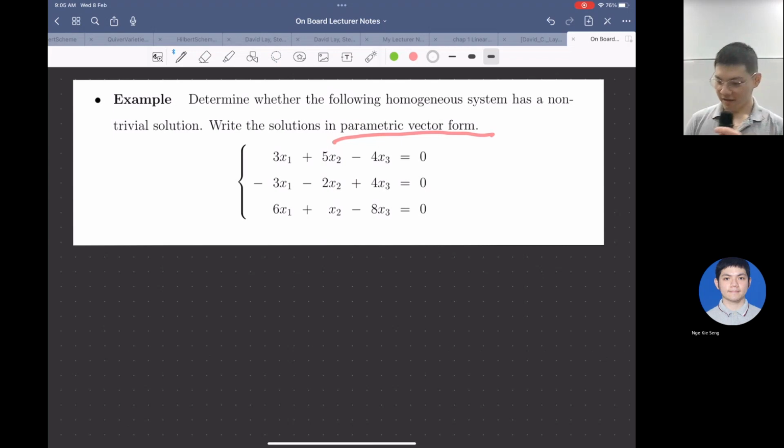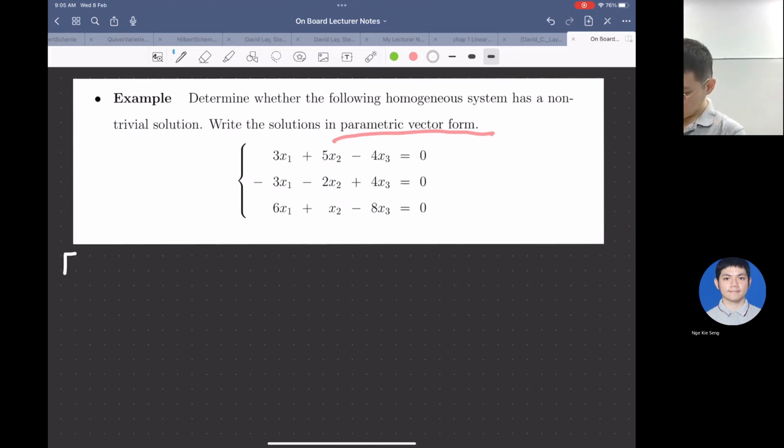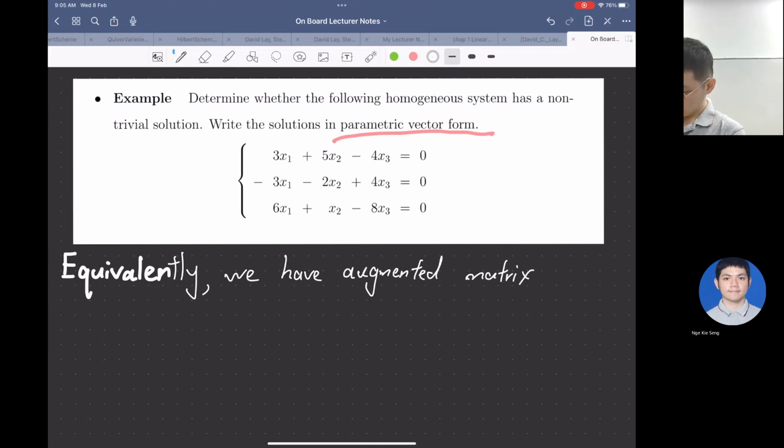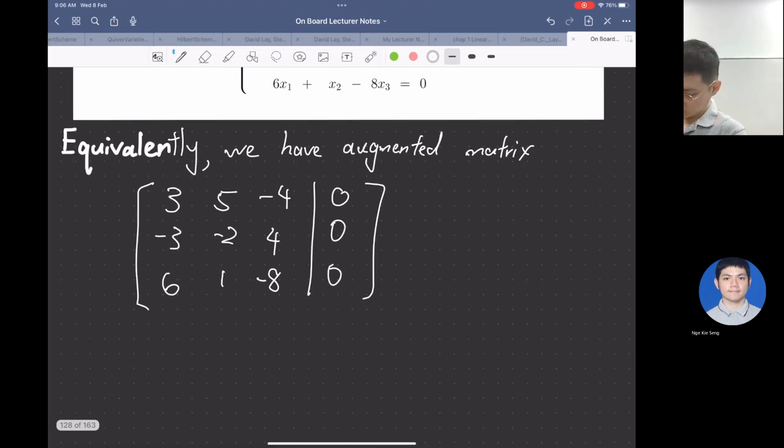So you get x3 is free. So how to solve this? You have a system of linear equations, so equivalently you can get the augmented matrix. The augmented matrix is your coefficient matrix plus the constant vector 0, 0, 0. So how to row reduce?